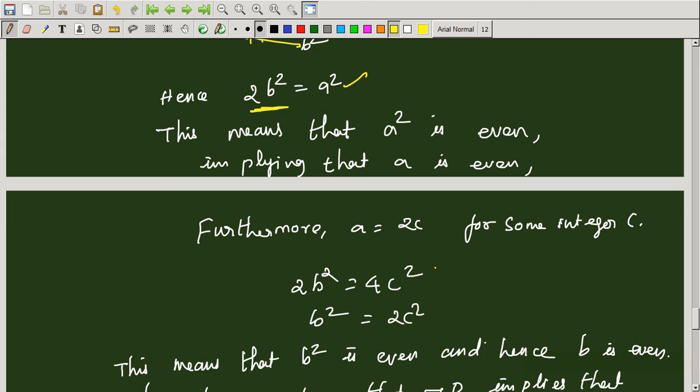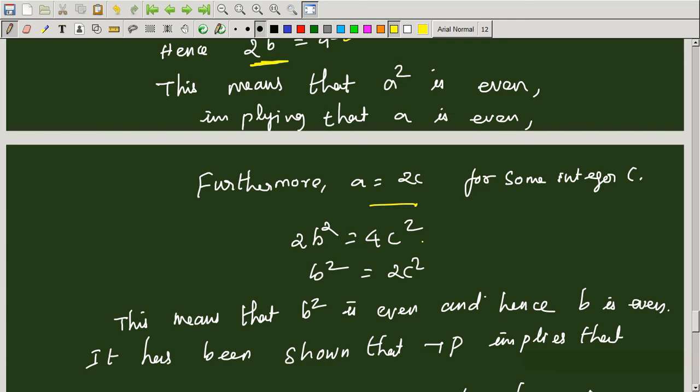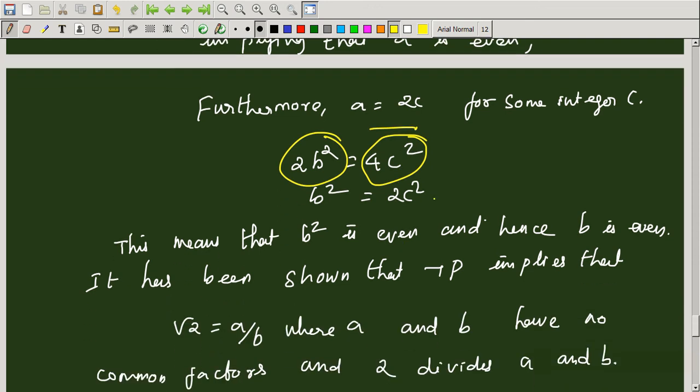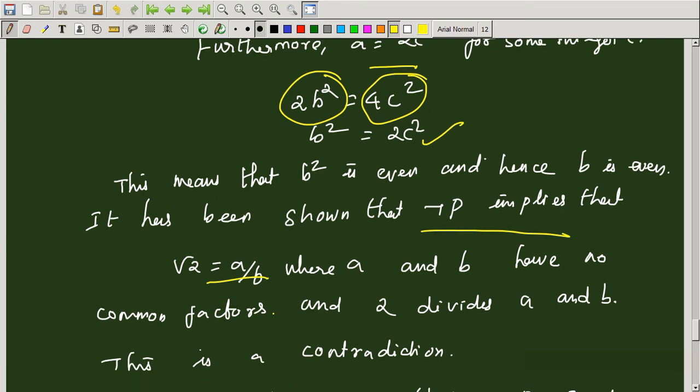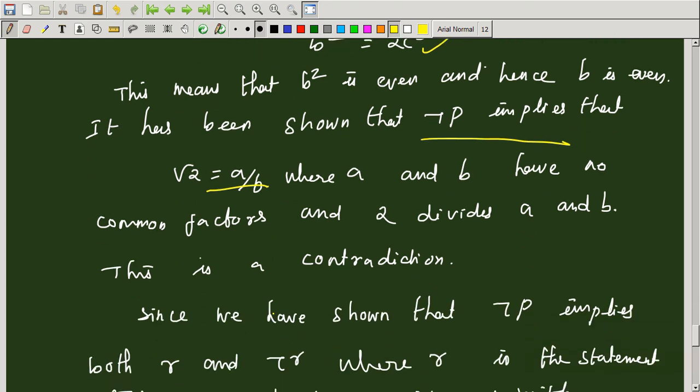Furthermore, if A is equal to 2C for some integer, because it is even, then 2B square is nothing but 4C square. And B square is also even. This means that B square is even, and hence B is even. It has been shown: negation P implies root 2 equals A by B. So A and B have no common factor, and 2 divides A and B. So this is totally a contradiction. If 2 divides A and B, it means they have some common factor.